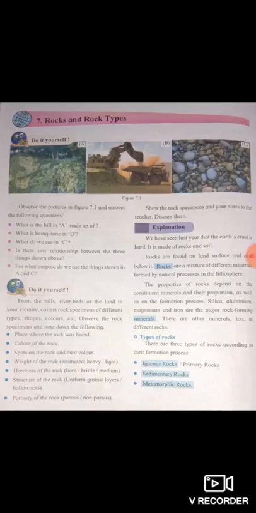Today we'll begin with the second lesson of the second term of geography, that is, rocks and rock types. So I want you all to remove your textbook and open page number 40. When we open page number 40, you can see they have given some pictures, labeled as A, B and C. Now you all will observe those pictures carefully. Observe these pictures in figure 7.1 and answer the following questions.